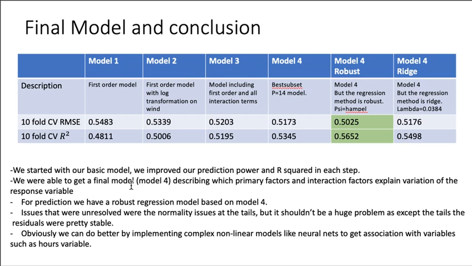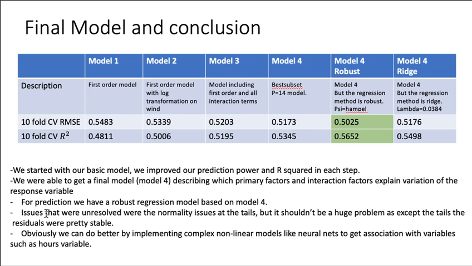We were able to get our final model 4, describing which primary factors and interaction factors explain variation of the response variable, which answers our research question of finding the relationship these variables follow significantly. So model 4 can be used for theoretical purposes and interpretation. The last two models with robust and ridge are just different regression methods, but the underlying model is the same. And for prediction, we can rely on the robust version of model 4.